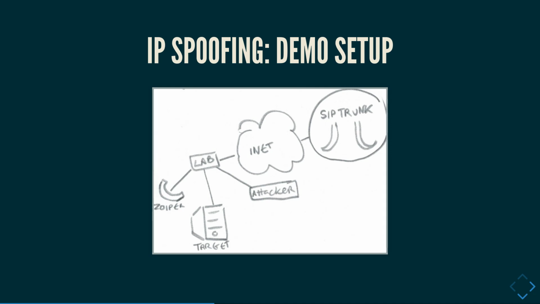So in our lab, we have the target machine that is running Asterisk and fail2ban. We have the attacker who can easily spoof the source IP, and we have Zoiper that is used to make test calls. Then on the internet, there is the SIP trunk that is set up for the Asterisk machine so that external calls could be made. It is the IP of the SIP trunk that we will be spoofing in our attack.